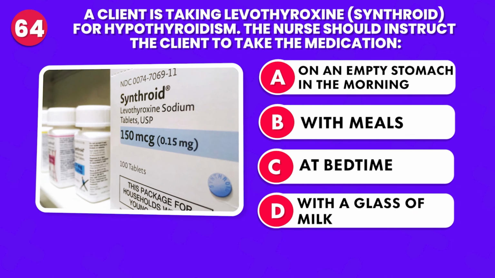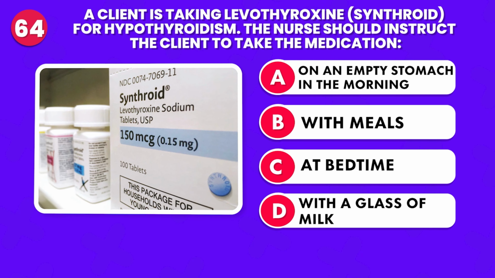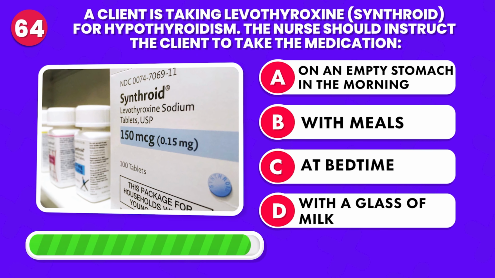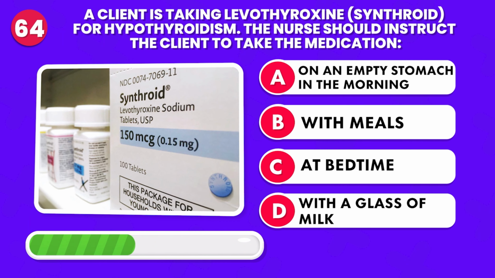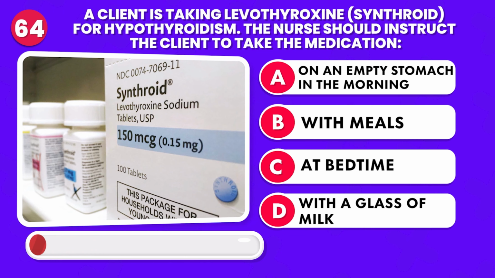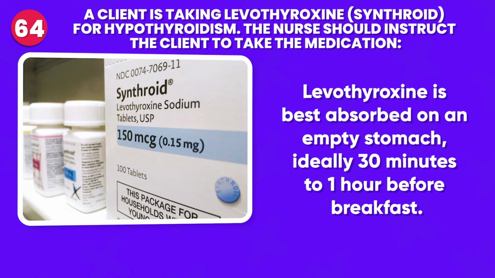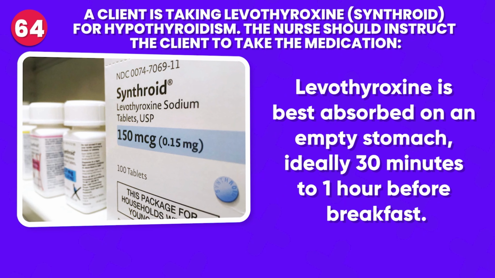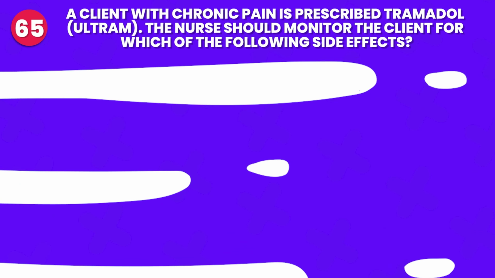A client is taking levothyroxine, Synthroid, for hypothyroidism. The nurse should instruct the client to take the medication A. On an empty stomach in the morning. B. With meals. C. At bedtime. D. With a glass of milk. It's A. On an empty stomach in the morning. Levothyroxine is best absorbed on an empty stomach, ideally 30 minutes to 1 hour before breakfast.